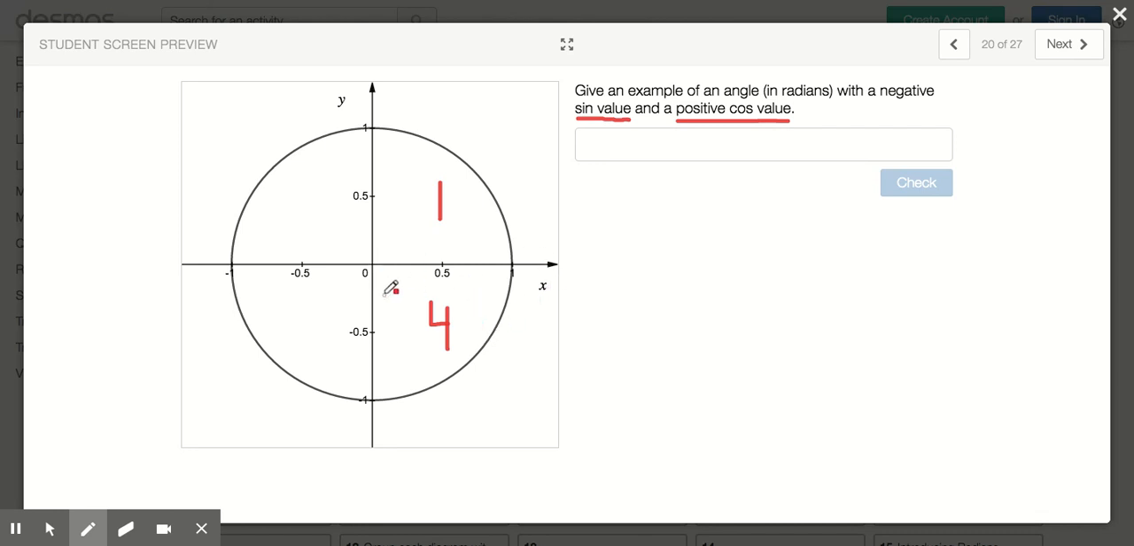To have a negative sine value, it's got to be in quadrant 3 or quadrant 4 because it's got to have a negative y value. Okay, so to have both a positive x and a negative y, it's got to be in quadrant 4. Instead of using degrees, we're going to use pi to describe this, okay?